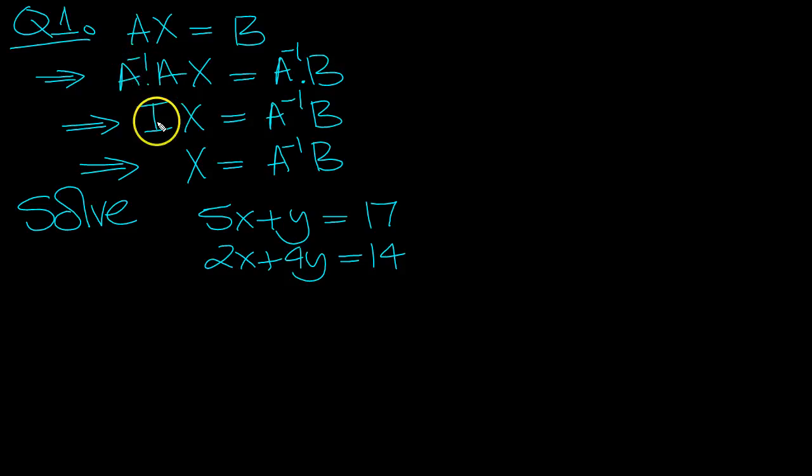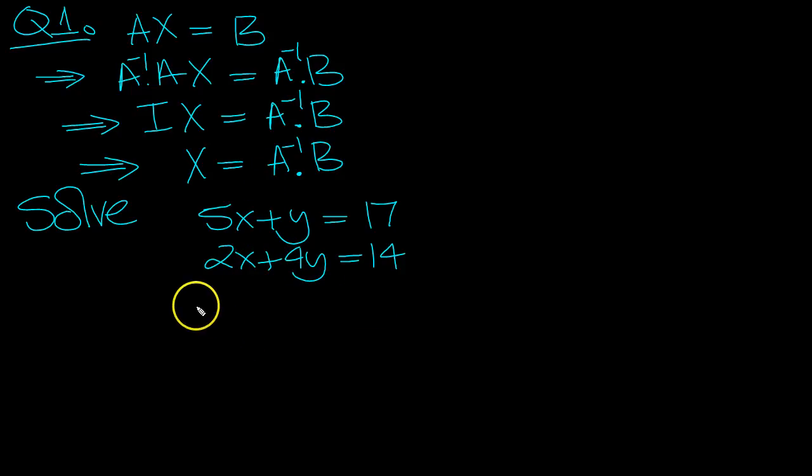A to the minus 1 times A is just the identity matrix. When you times A with its inverse, if it exists, you get the identity. And A to the minus 1 B. Then identity matrix times another matrix is just the matrix itself. X here is equal to A to the minus 1 B. So that's the solution then in general.